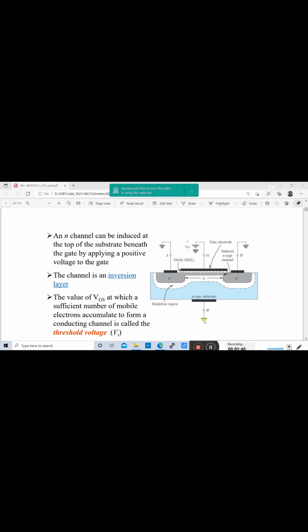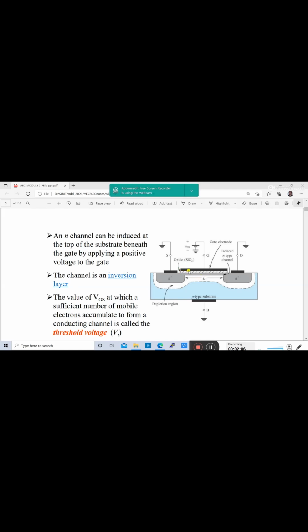This is the figure for the N-type MOSFET. An N channel can be induced at the top of the substrate beneath the gate by applying a positive voltage to the gate. This is the positive external voltage that is applied, VGS. The channel is an inversion layer.